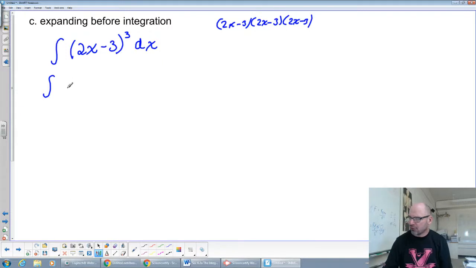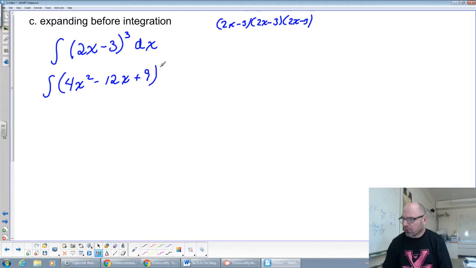Okay, so let's do the first part. If we multiply those ones up, it's going to be 2 times 2 is 4. So we get 4x squared minus 12x plus 9. Okay, and we still have one more of those to multiply out. So we just have to expand this whole thing out. So do the first one.